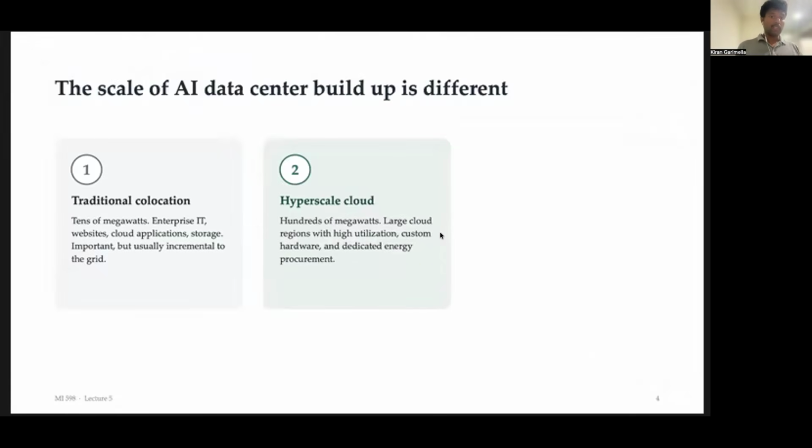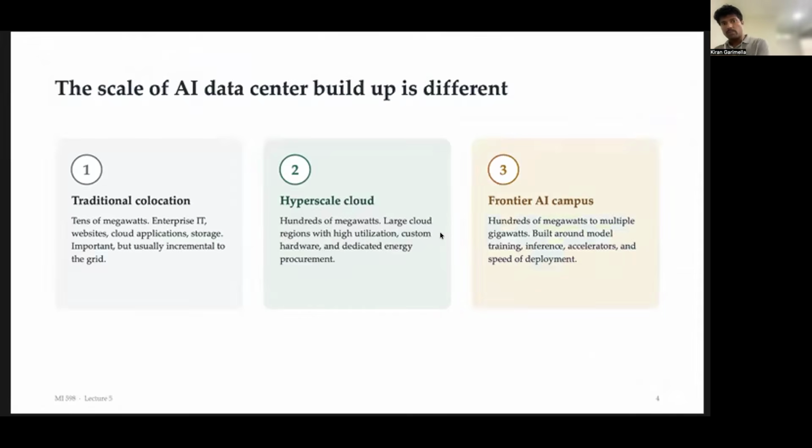Like this is, in the hundreds of megawatts with large cloud regions, with high utilization, custom hardware, dedicated energy procurement, things like that. But now we are going to move to this sort of frontier AI specific loads, which are unprecedented. We haven't seen something like this before. These are gigawatt scale data centers, which are built around model training, inference, accelerators, speed of deployment, things like that. So the future that is being envisioned for this is very different from what we currently are even used to, right?